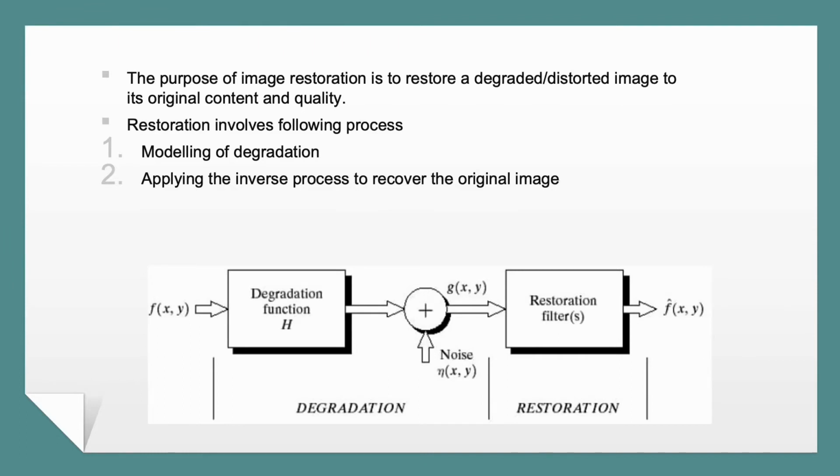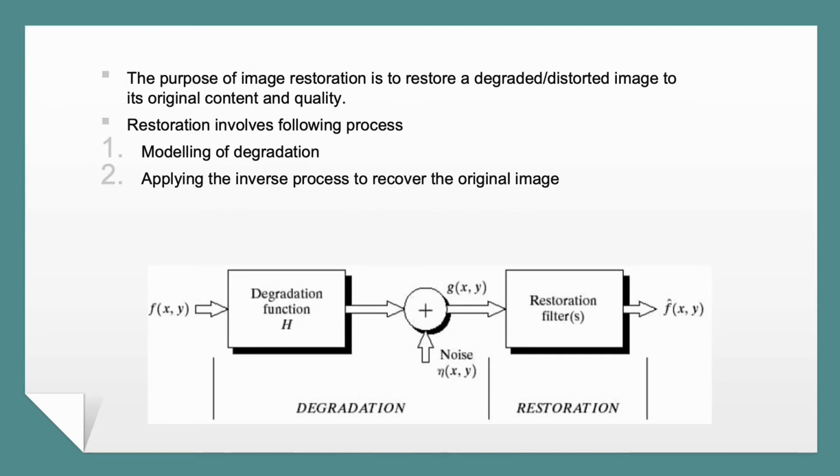So what's the basic purpose of image restoration? The purpose of image restoration is to restore a degraded or distorted image to its original content and quality. After that, we can enhance the image by image enhancement processes to get a better view of the picture. A restoration involves the following processes. The first one is modeling of degradation. The second one is applying the inverse process to recover the original image.